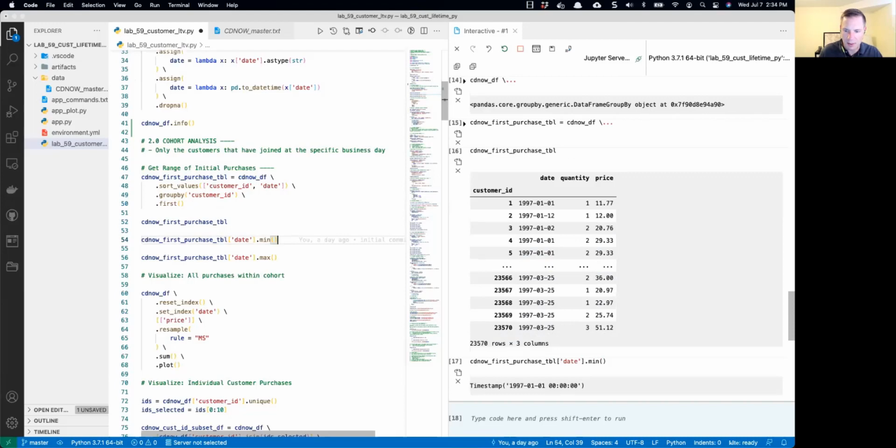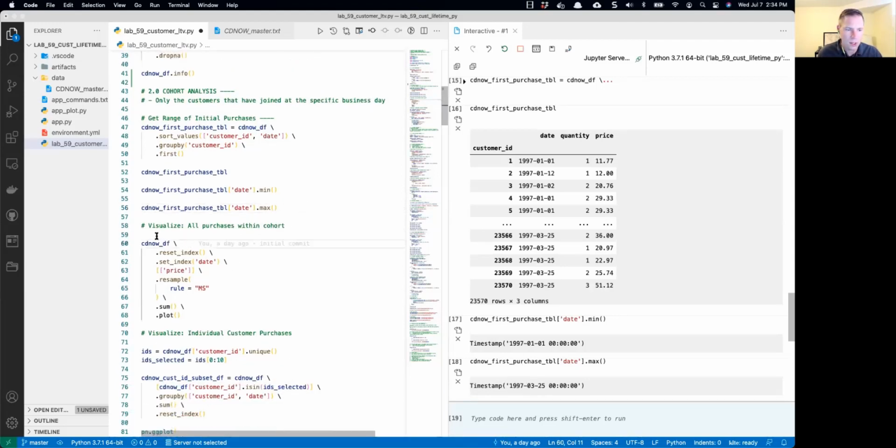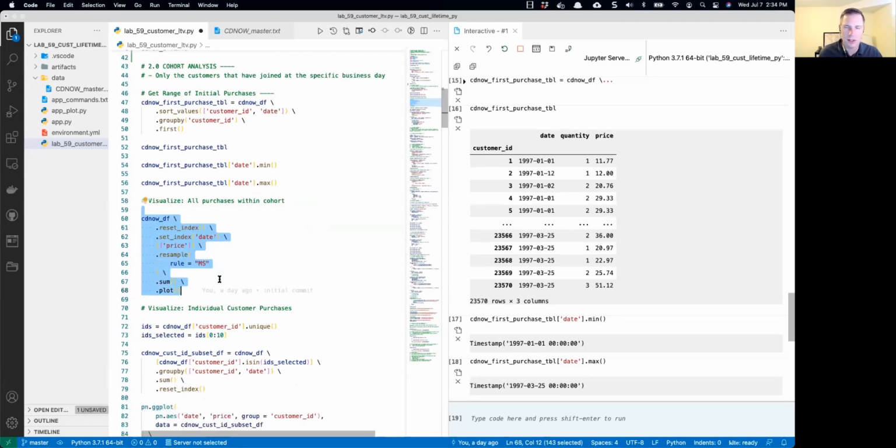So we can see that the min date was 1997-01-01, and then the max date was 1997-03-25. So this is within that 3-month window, from January through March 1997. So what we might want to do next is take a look at all of the purchases, kind of like an aggregated look.